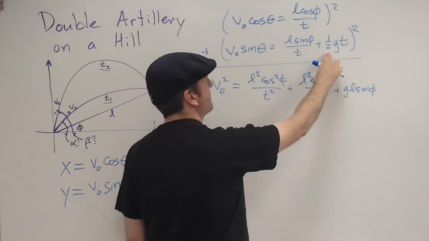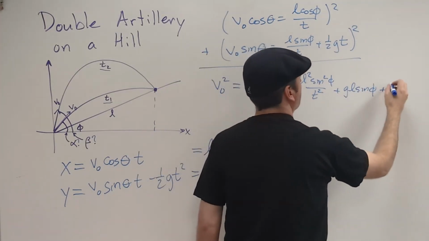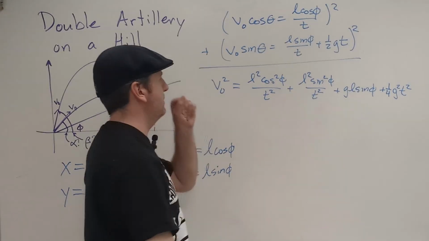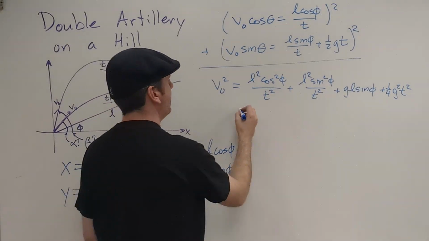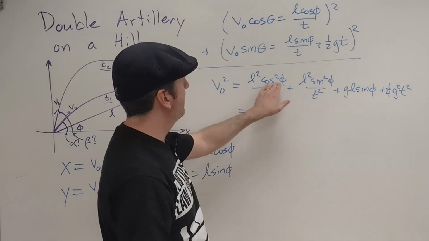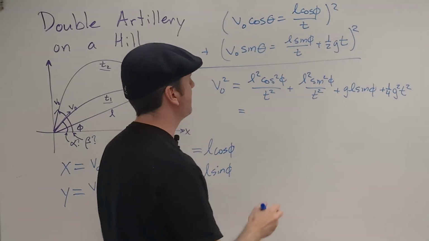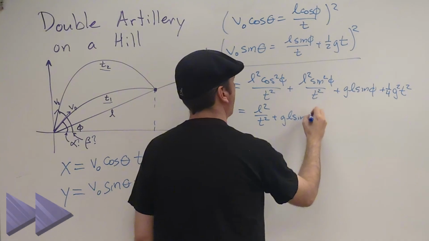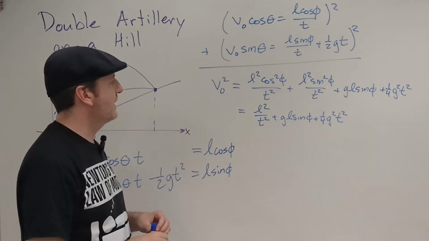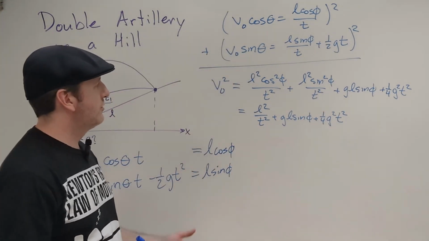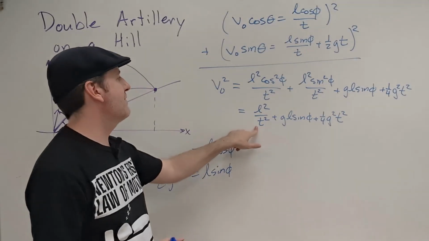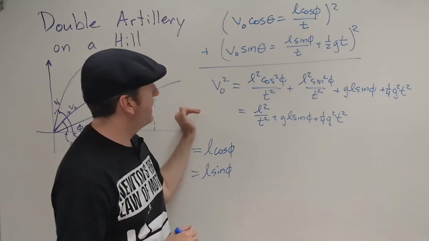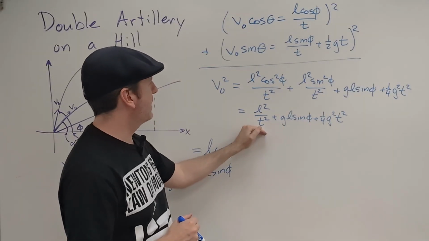And then I've got this term here, which will be a quarter g squared t squared. And just to simplify one more time, these two can be added together to give me just L squared over t squared. Let's do one more little bit of simplification here. I don't like having this t squared in the denominator. It's a little irritating. So let's multiply the whole equation by t squared.